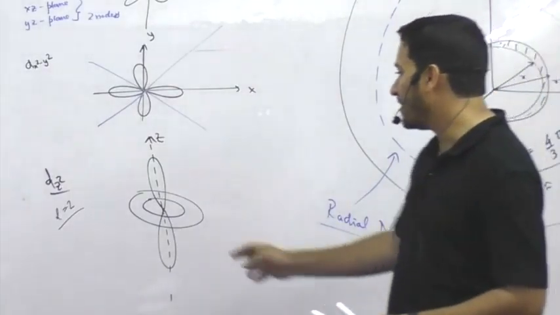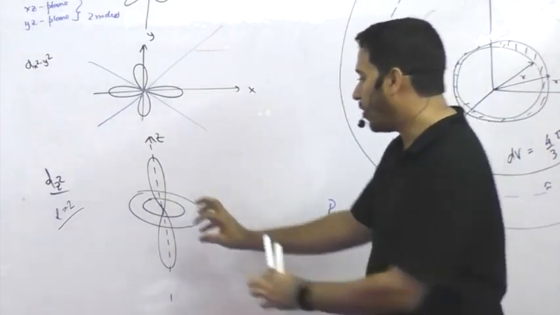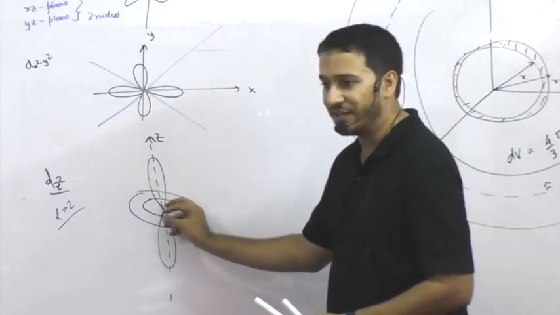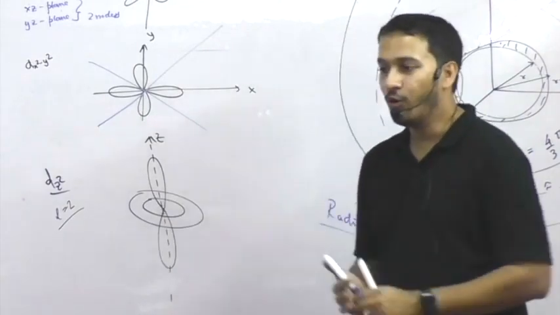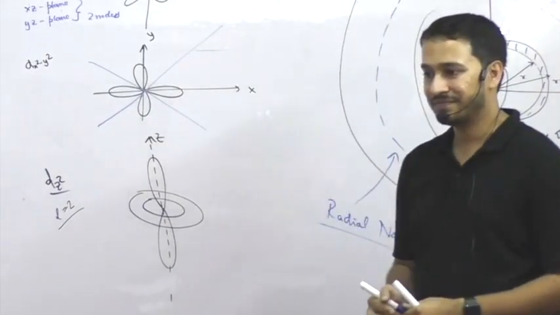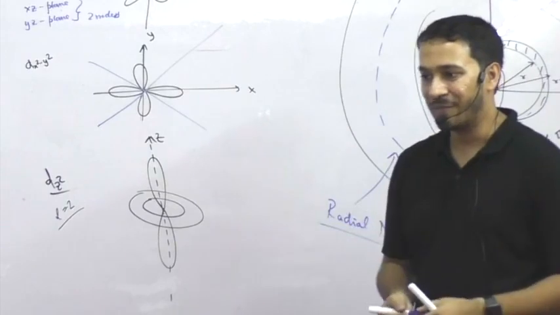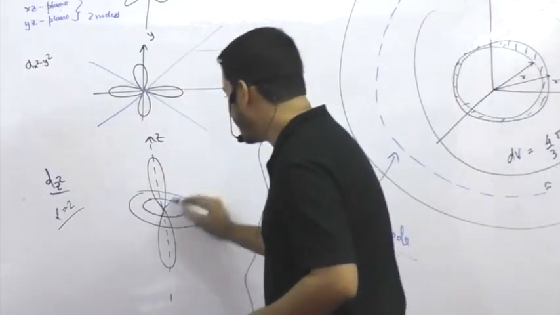No. The sphere will intersect. If I draw a sphere over here, maybe it is not intersecting the donut, but it will intersect the lobe. It will intersect the dumbbell. Yes or no? It will touch the dumbbell now. Like this.